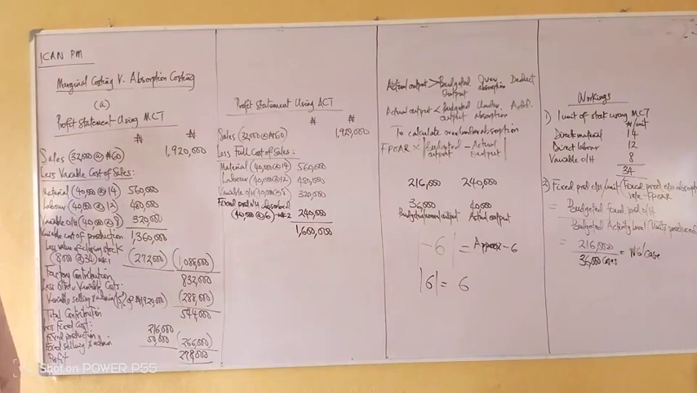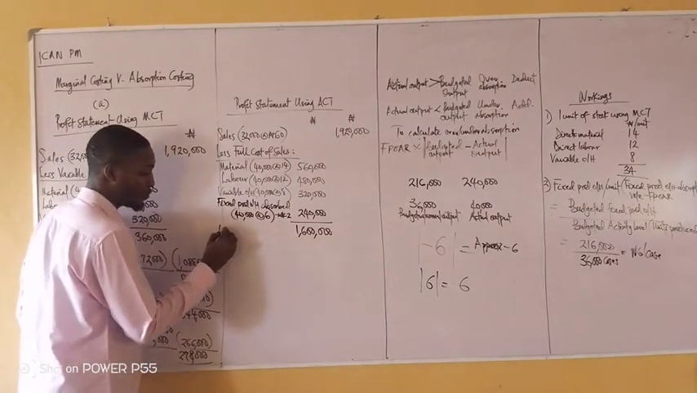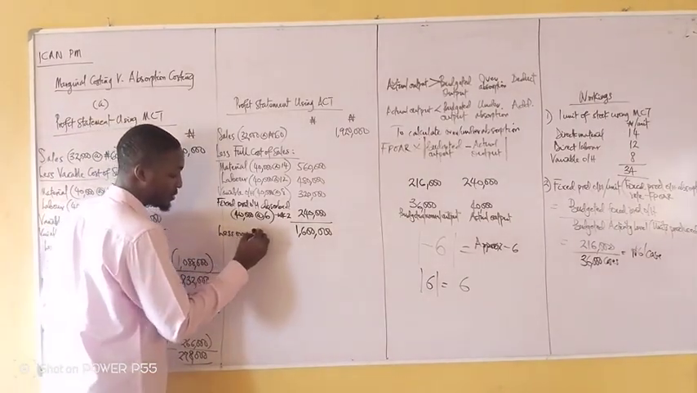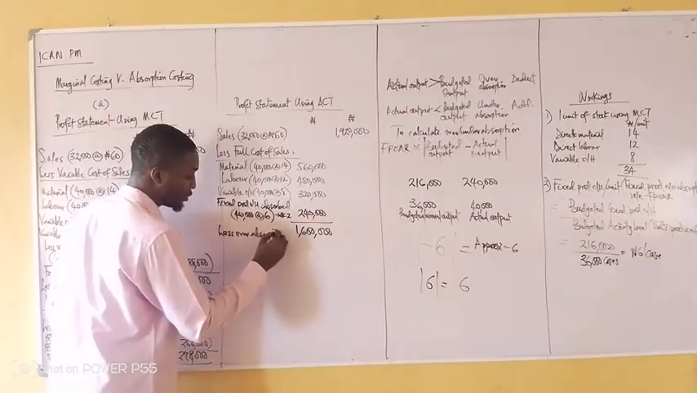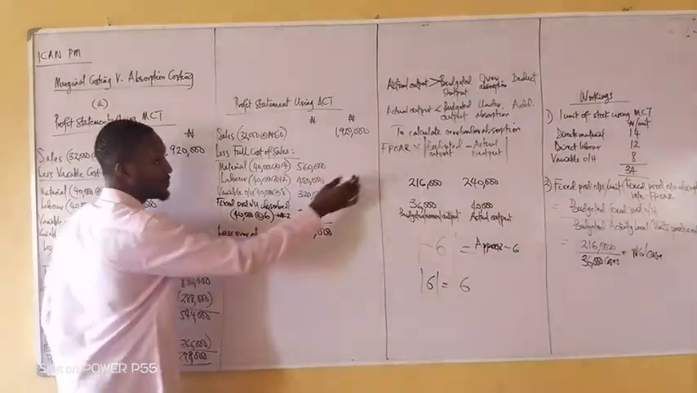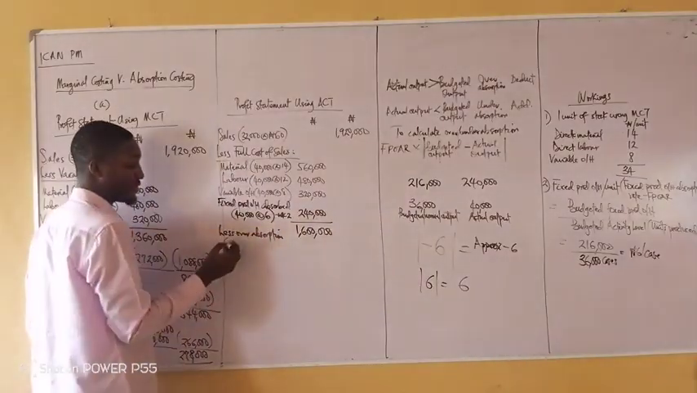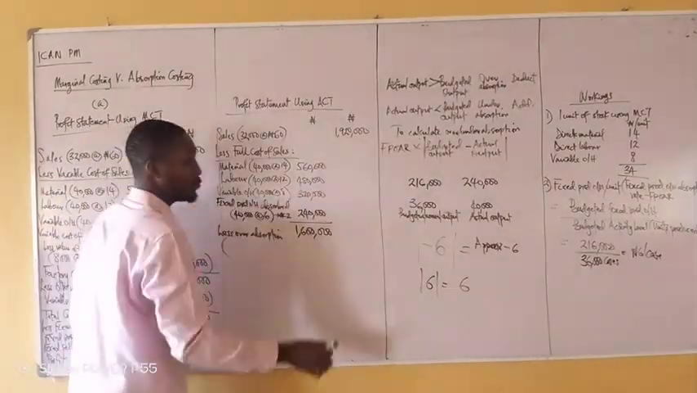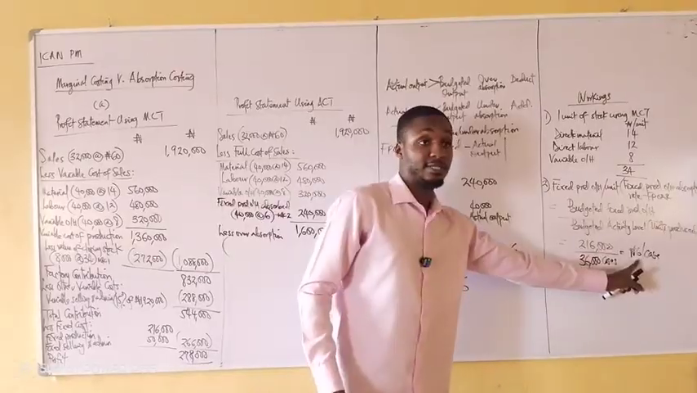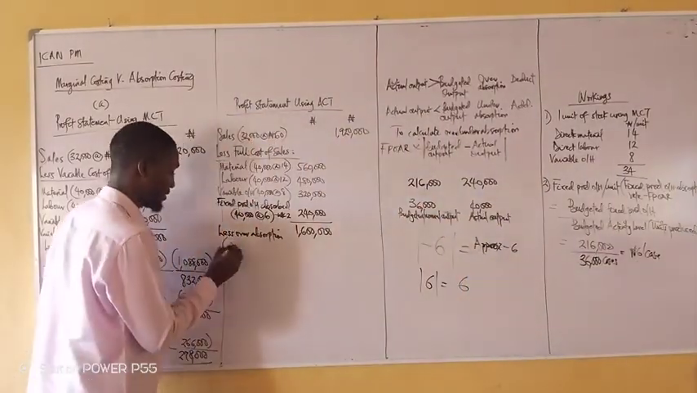So in this case, we've already figured out that actual output is more than the budgeted. So there's over absorption. So at this point, we are going to less over absorption. And less over absorption, this is the formula. The over absorption itself is the FPOAR, which we've calculated at 6 naira per case.